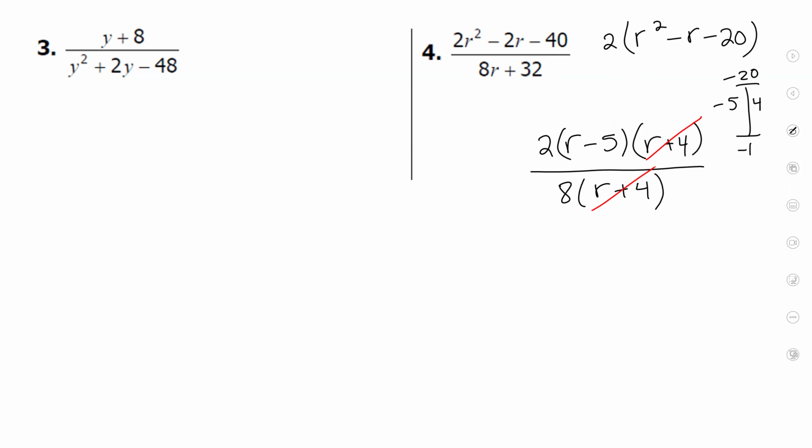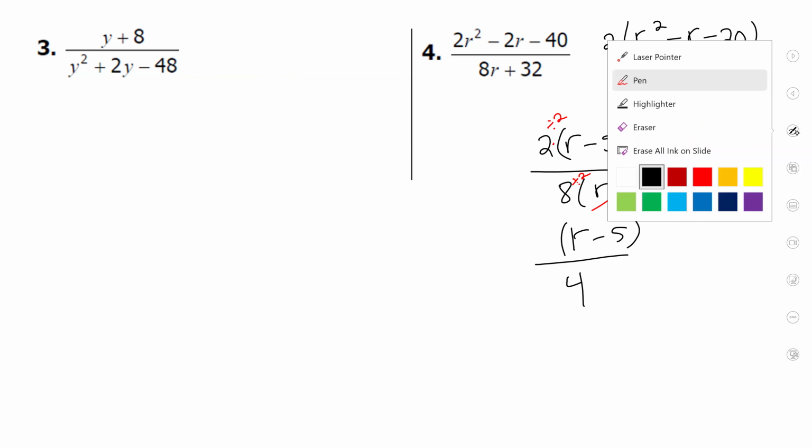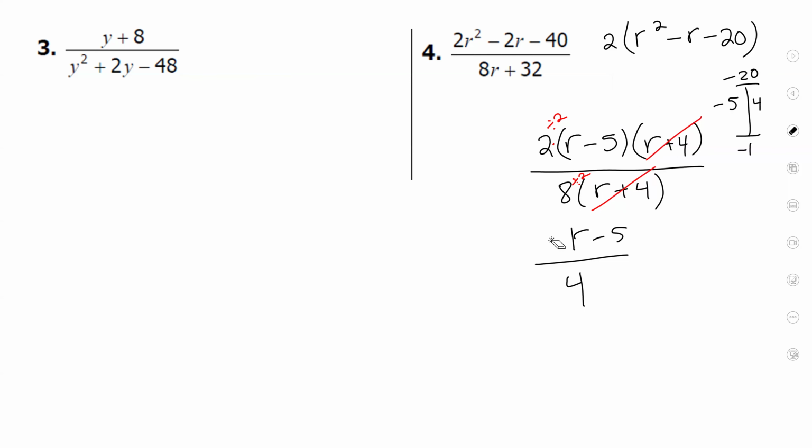What can we divide both the 2 and the 8 by? Yes, so let's divide both the numerator and the denominator by 2. We will be left with 2 divided by 2 is 1. 8 divided by 2 is 4. And you're left with R minus 5. So you can just write it like this. You don't need parentheses. Just keep it like that. All right, so that is how you simplify these rational expressions.